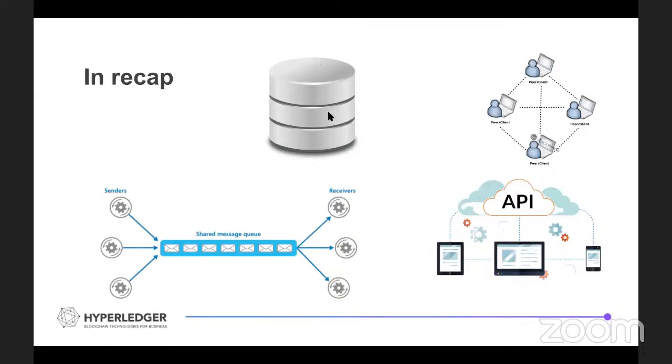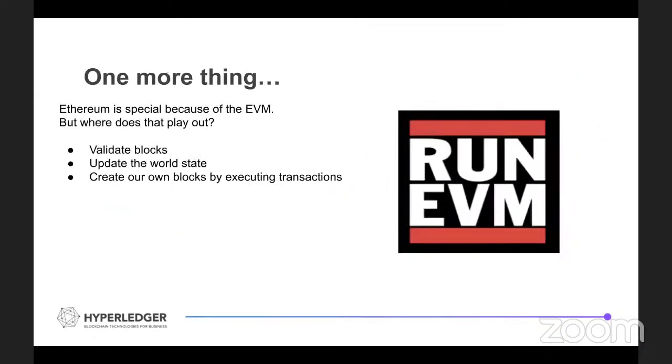I'm going to respond to the question that's on Discord by saying that, hey, we forgot one more thing, the EVM. Ethereum is special because of the EVM, but where does that play out? It actually plays out everywhere, which explains why you're seeing all those 4 things coming together and playing with each other. It's used to validate blocks. It's used to update the world state, because when you execute the transaction, that's when you know what account should be changed, its balance should be changed, its storage should be changed. All those things come out from the execution of an EVM. And of course, it's used when you want to create your own blocks by executing transactions, so that you can actually understand whether the transaction is valid, whether you can see whether it's failing or not, etc.